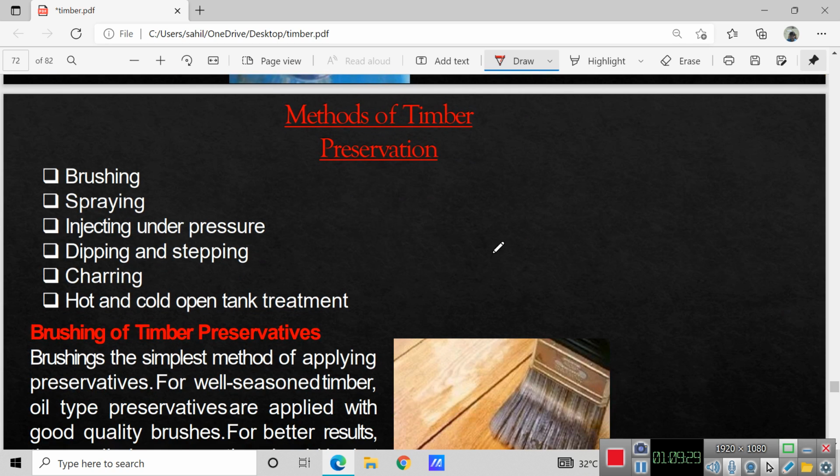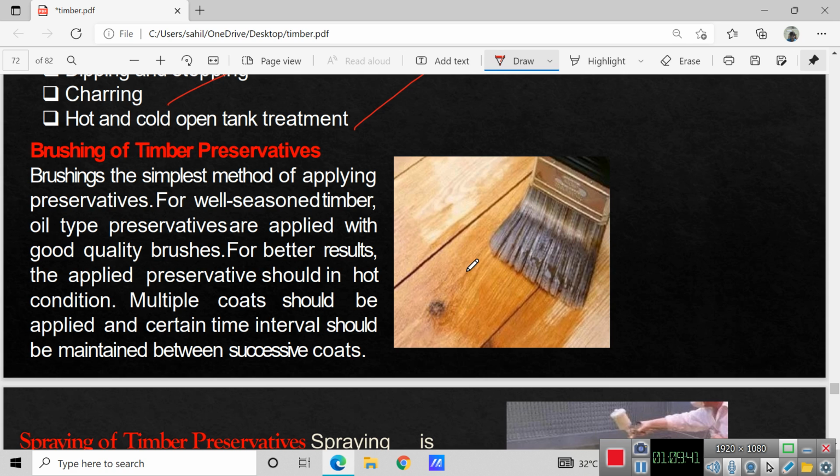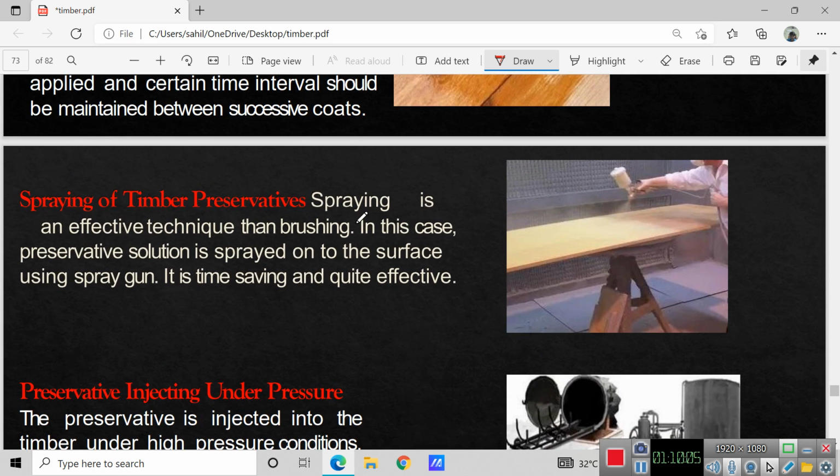So methods of timber preservation: brushing, spraying, injecting under pressure, dipping and steeping, charring, hot and cold open tank treatment. So brushing of timber preservative. Brushing is the simplest method of applying preservatives for well seasoned timber. Oil type preservatives are applied with good quality brushes. For better results, the preservative should be applied in hot condition. Multiple coats should be applied, at least 2 to 3 coats, and certain time intervals should be maintained between successive coats.